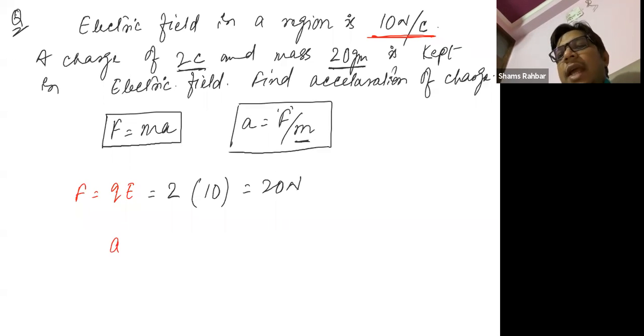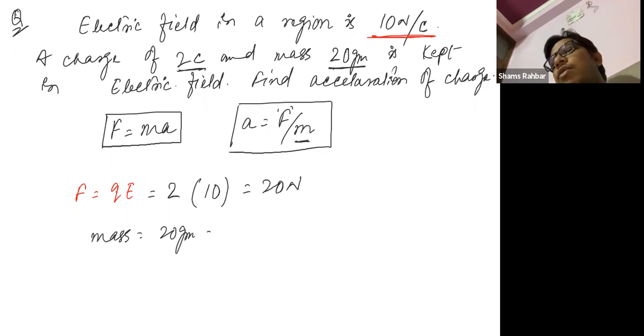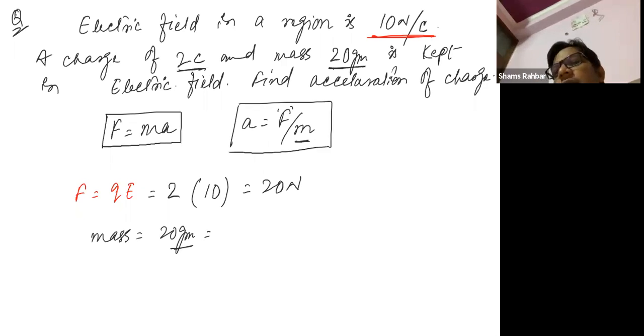नाउ वी हैव टू राइट एक्सेलरेशन. तो एक्सेलरेशन कैसे लिखोगे? देखो, मास कितना गिवन है? व्हाट इज द वैल्यू ऑफ मास? तो मास की वैल्यू है बेटे 20 ग्राम. मास इज इक्वल टू 20 ग्राम. Gram is the SI unit or CGS unit for mass? CGS unit. So, you need to convert it into kilogram. कैसे किलोग्राम में कन्वर्ट करते हो?